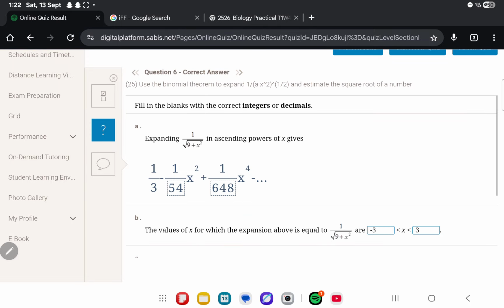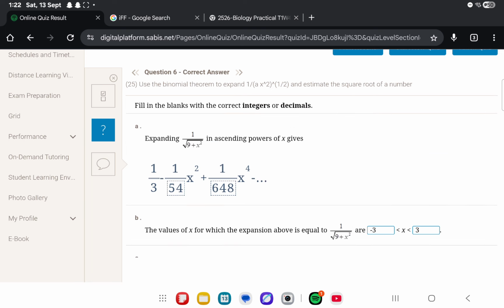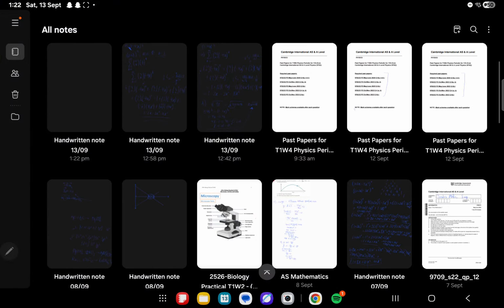Okay, question 6. Expanding. Okay, this is very annoying. It's the same thing as the other question, so I'm also going to do it. So we want it until x to the power 4. Perfect. I'm going to take the same note.